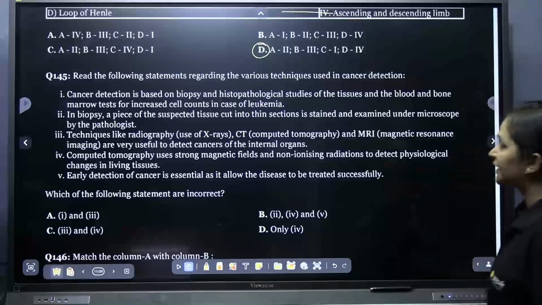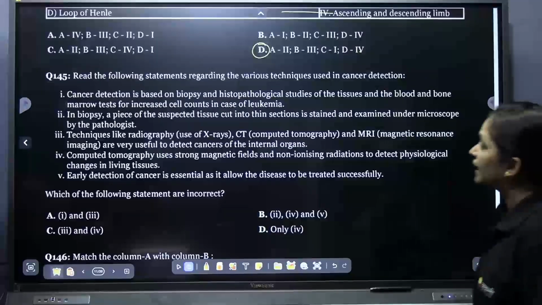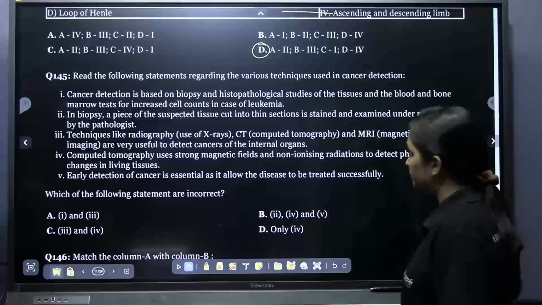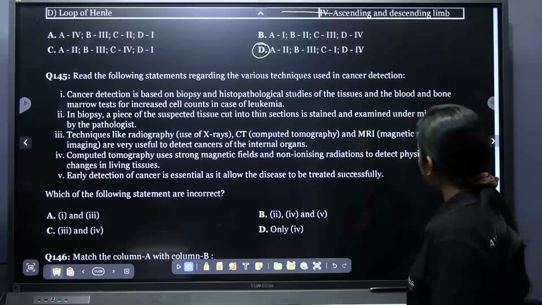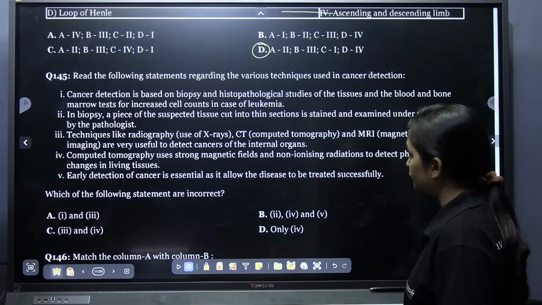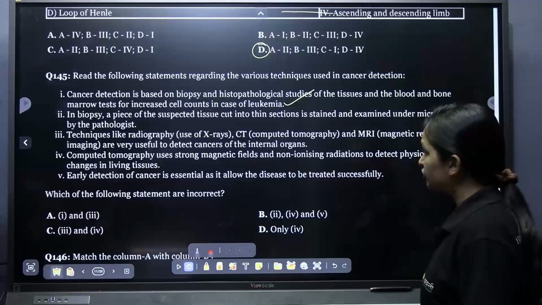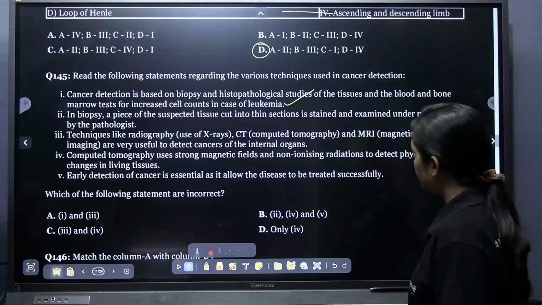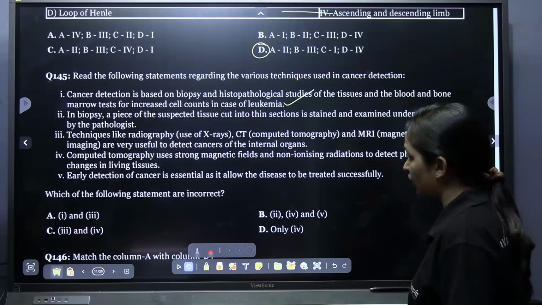Read the following statement regarding the various techniques used in cancer detection. Cancer detection is based on biopsy and histopathological studies of the tissue, and blood and bone marrow tests for increased cell count in case of leukemia. Yes, this is correct. In biopsy, a piece of suspected tissue cut into thin sections is stained and examined under the microscope by the pathologist.